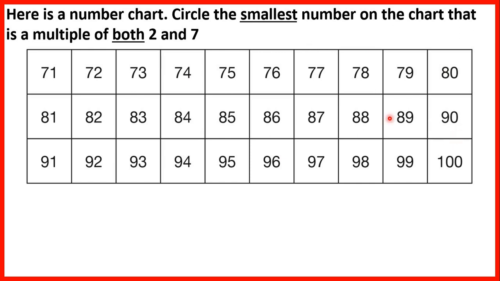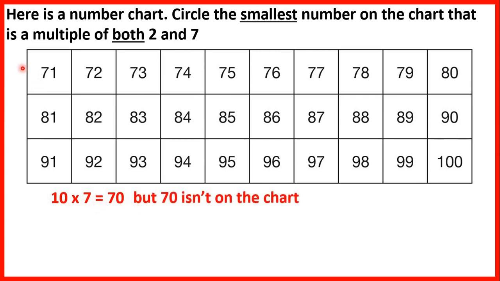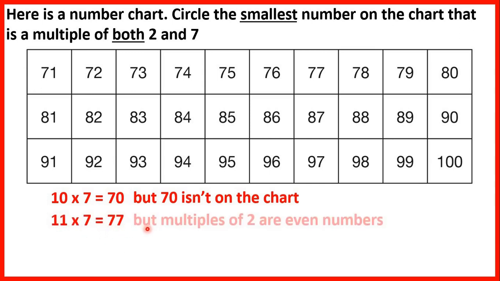So let's look at multiples of 7. We know that 10 times 7 is 70, but 70 isn't on the chart. 11 times 7 is 77, but multiples of 2 are even numbers, and 77 isn't a multiple of 2, and we need a number that's a multiple of both 2 and 7. So if we add another 7, 12 times 7 is 84. So our smallest number that's a multiple of both 2 and 7 is 84.